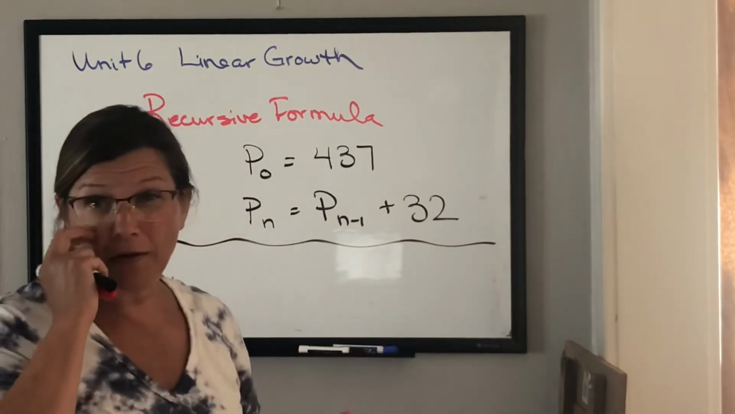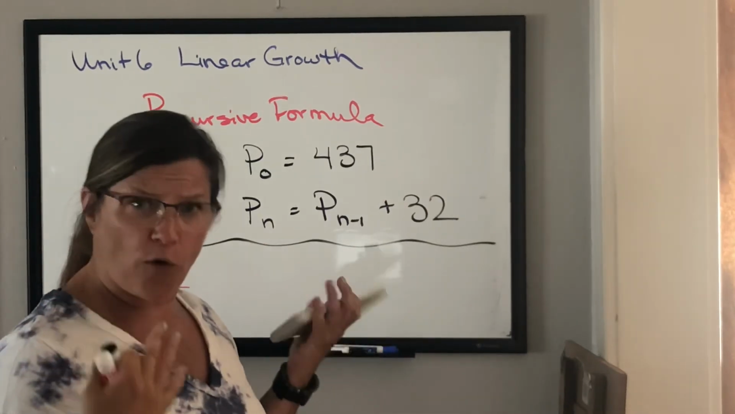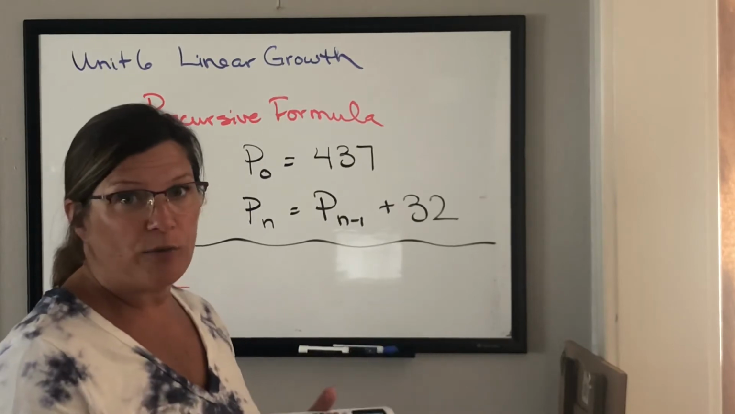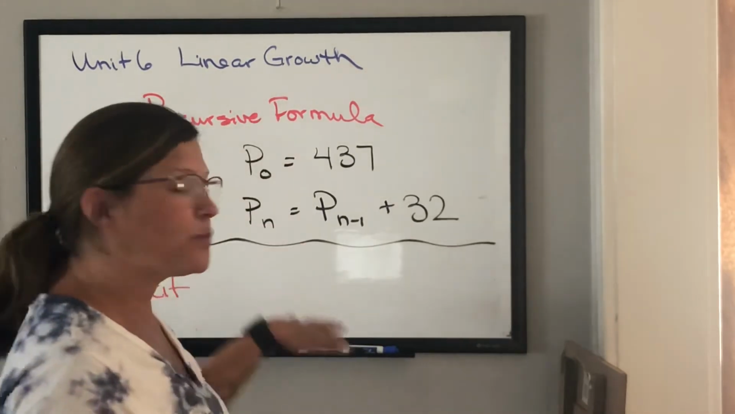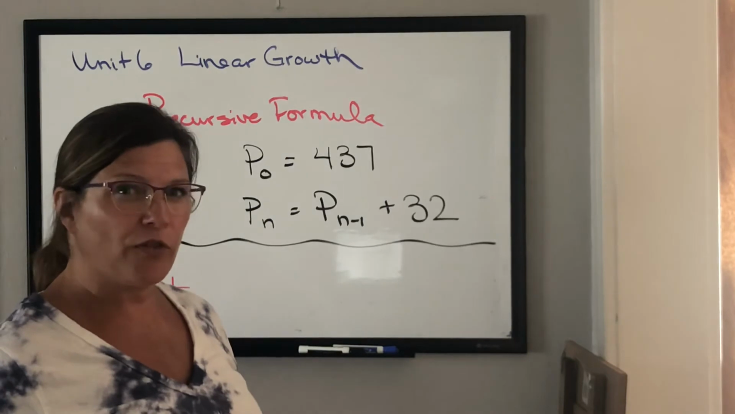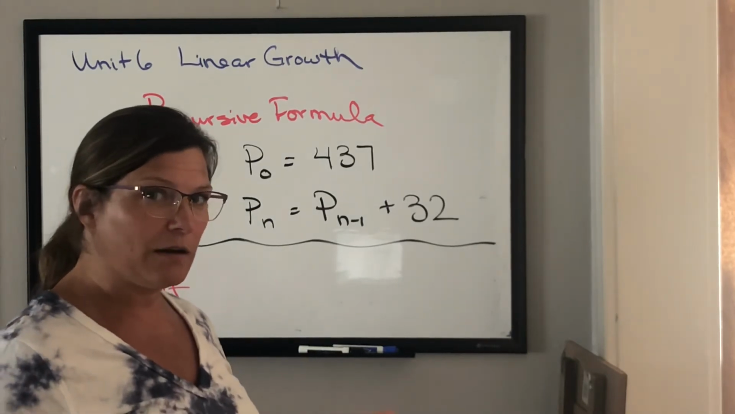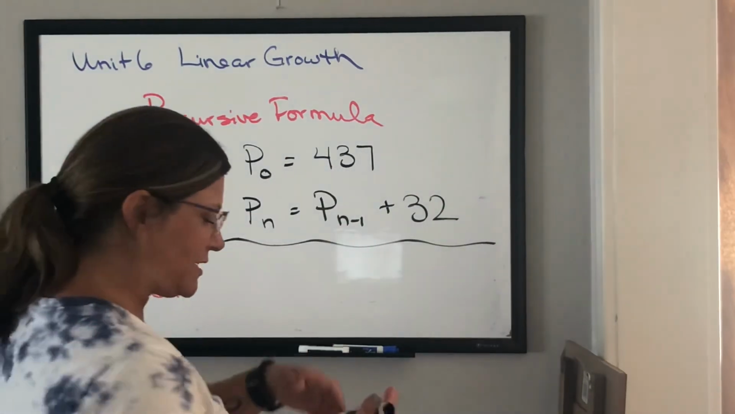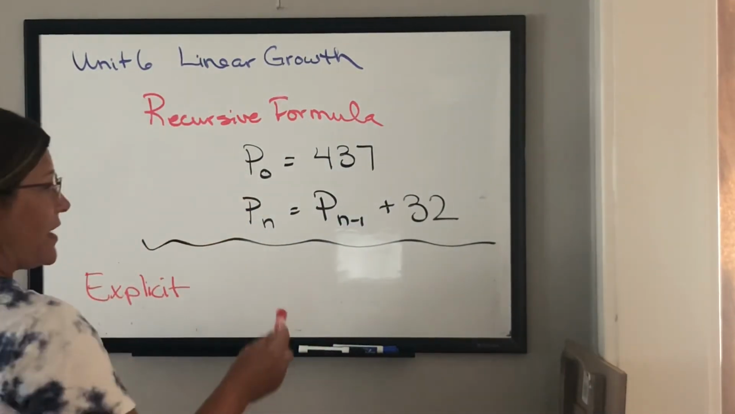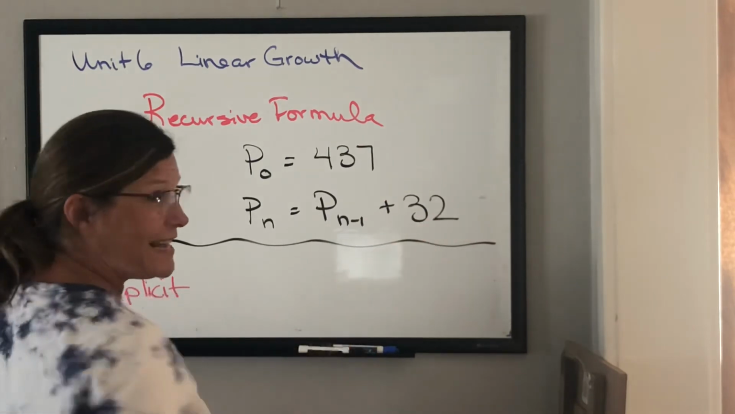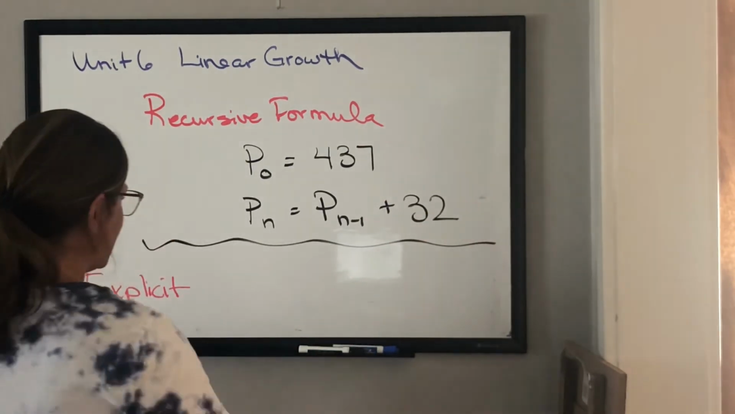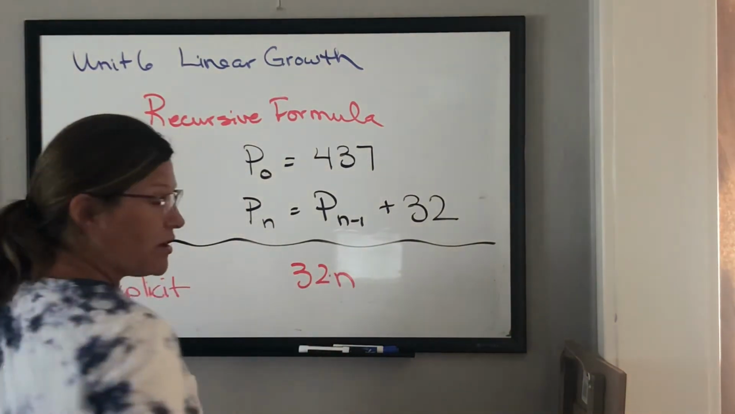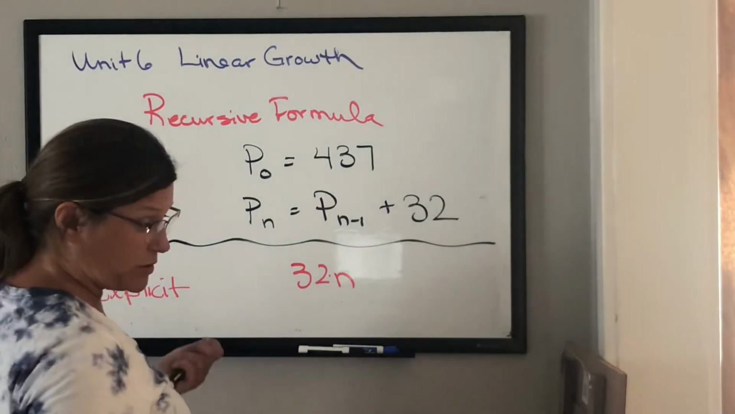So we come up with a little formula. It's called the explicit formula so that we can figure it out no matter what. So we know that we start with 437. And if you noticed when I made that table, there was a 437 in every single one, wasn't there? So we always have our beginning number in there, whatever we started with. And then we know that for how many years we're going to take 32. So we could say 32 times the number of years because we're adding 32.